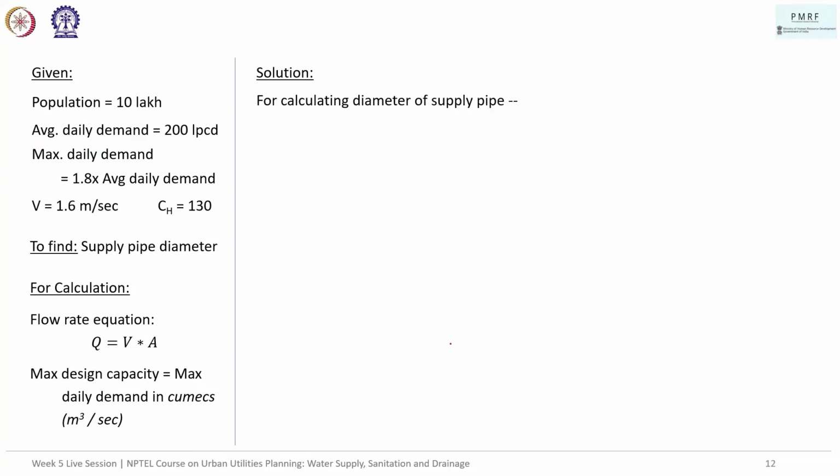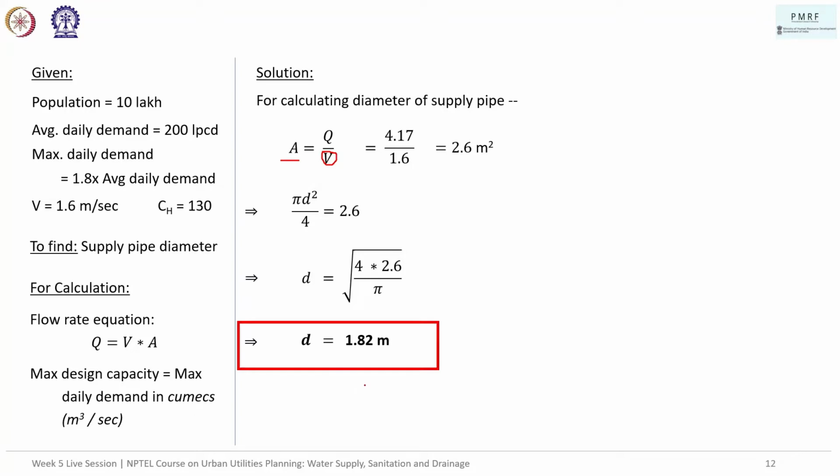So using this value for calculating the diameter of the supply pipe, this is where we will bring in the flow rate equation of Q is equal to V into A. And we rewrite it as area is equal to discharge, in this case maximum design capacity, by the velocity. The velocity value is given to be 1.6, and we just calculated Q to be 4.17, which gives us a value of 2.6 meters square. Right, but area is essentially pi d square by 4, so pi r square essentially. Then we calculate the value of d by rearranging this equation to get a value of 1.82 meters. So essentially, first we find out the maximum design capacity for the system, and then we go ahead and use the flow rate equation to find out the diameter of the supply pipes.